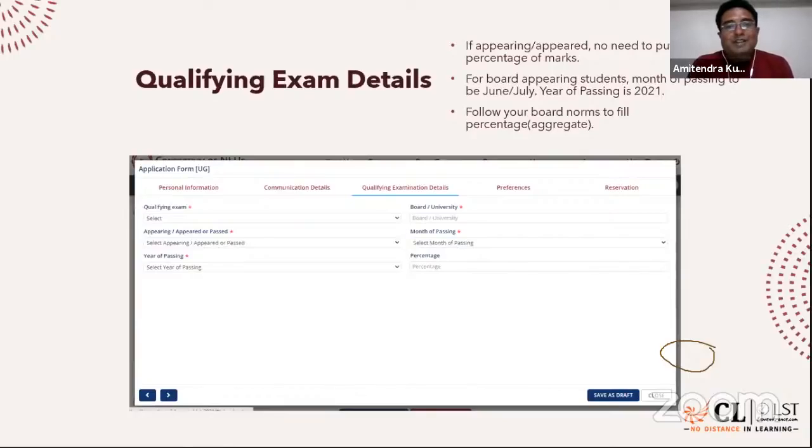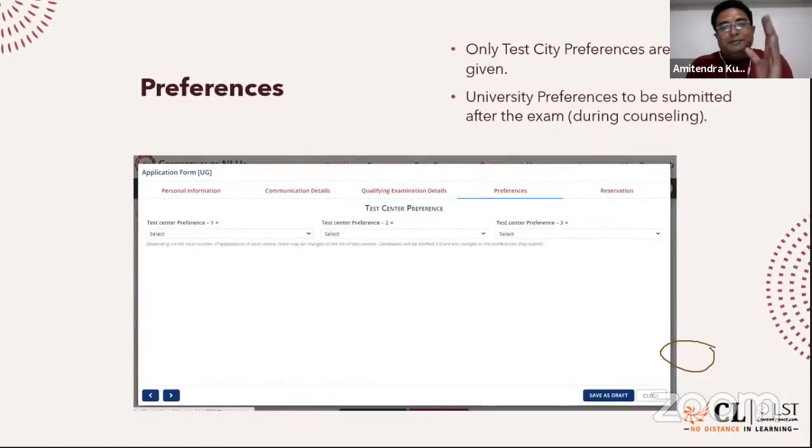Now, the most talked about part has been simplified this year, because here it would take a lot of time when it comes to preferences. So this time you are not supposed to give your national or universities preferences. You are supposed to give only your test center preferences. So you are given three choices. You can give your preference number 1, preference number 2, and preference number 3.